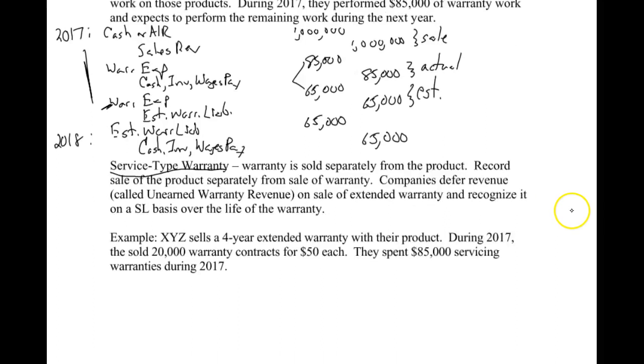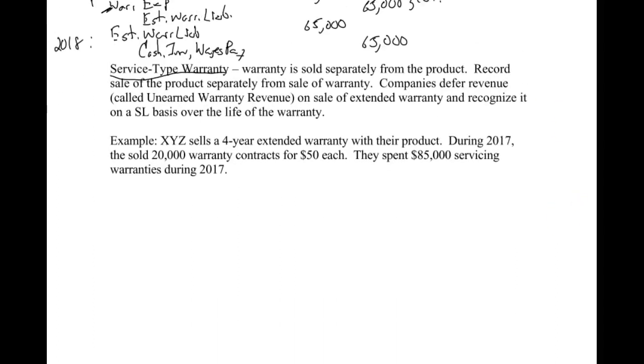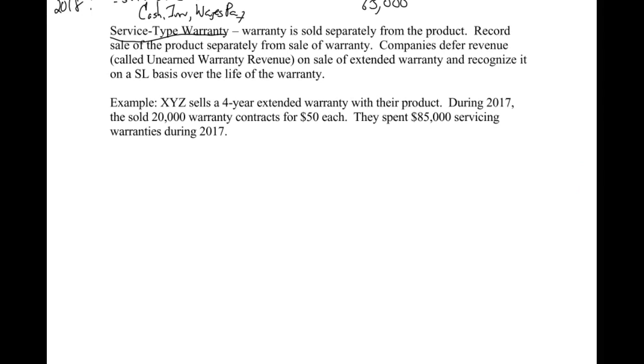Let's scroll down here and now do the service type or extended warranty. Once again, up here, the warranty is sold separately from the product. So we have the sale of the product, and then when you check out, anytime you go to Best Buy or Walmart, or even now on Amazon, they ask you if you want some sort of protection plan in case something happens to your product. Basically this is just a good way for them to make some extra money. You probably should really educate yourself on whether it's a good idea or not to purchase those. So the companies defer the revenue.